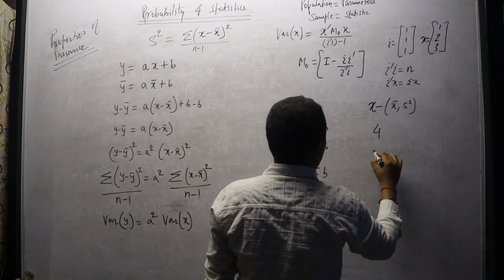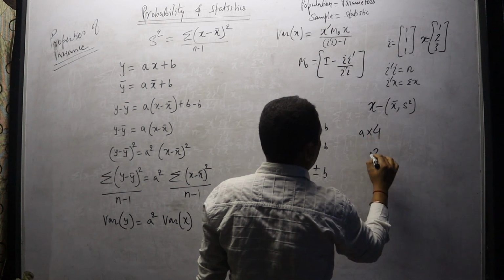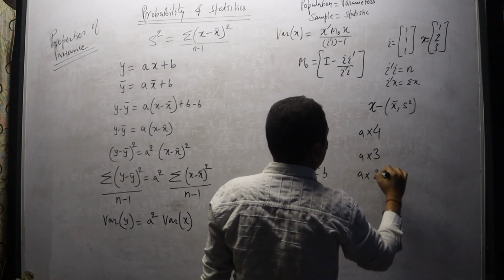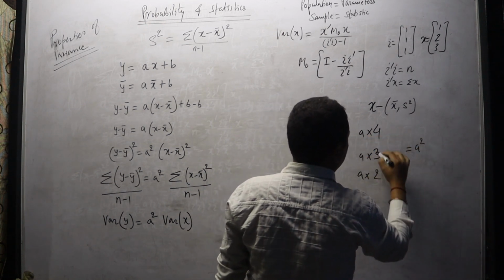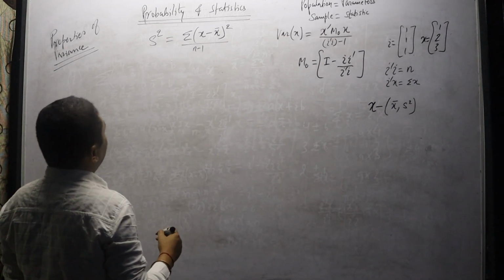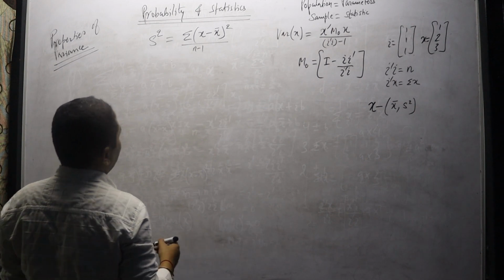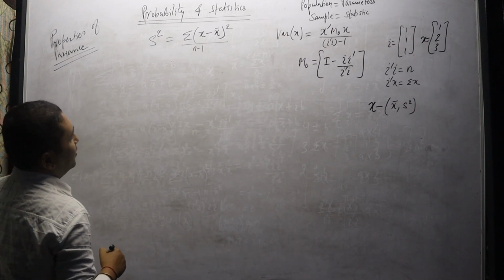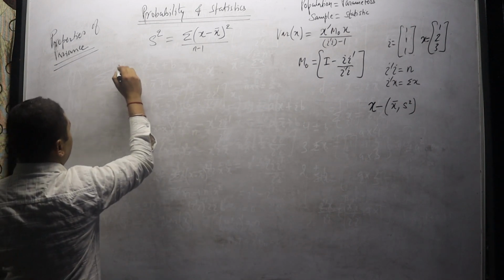But to these values 4, 3 and 2, if we multiply them by some constant, then the variance is going to be a square times the variance of the original variable, let us call it x. Now let us prove the same relationship making use of vector notation or matrix notation. In fact, let us use the vector notation.